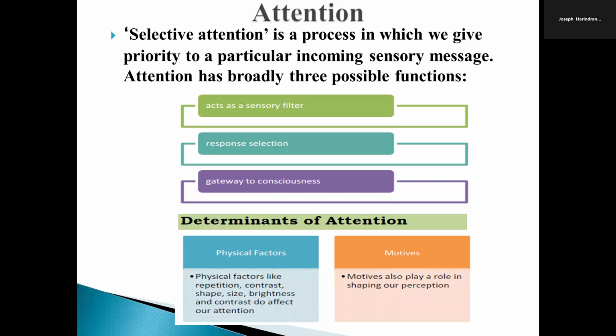Determinants of attention. What determines attention? Physical factors like repetition, contrast, shape, size, and brightness do affect our attention. The motives also play an important role in shaping our perception. So these are the two things, physical factors and motives. These are the determinants of attention.